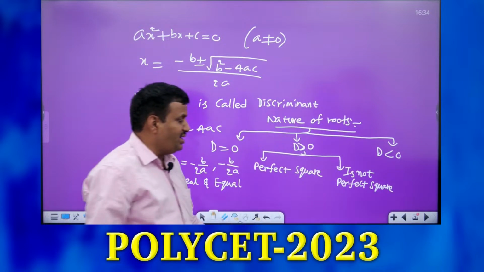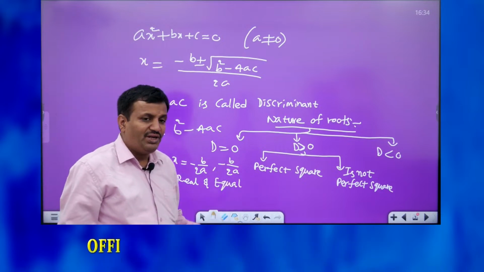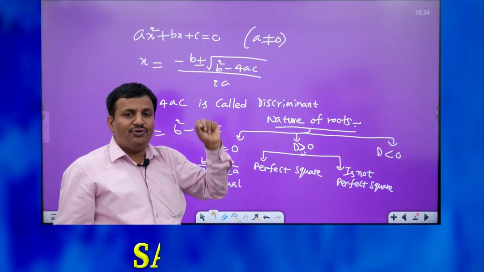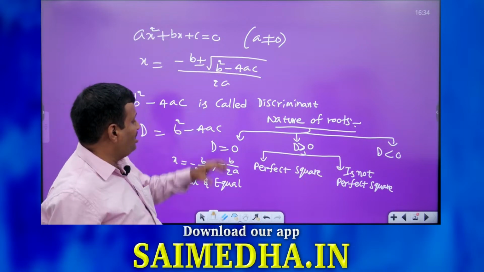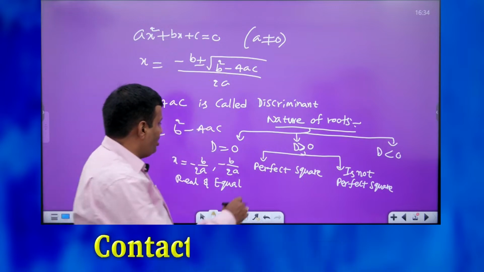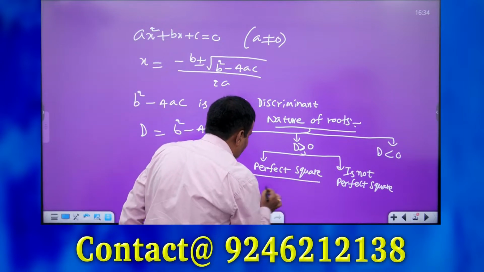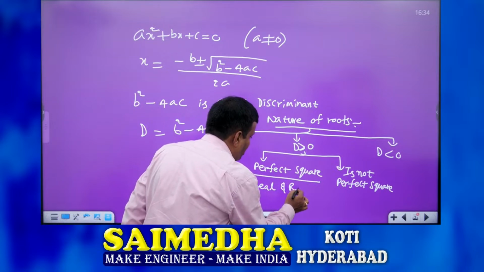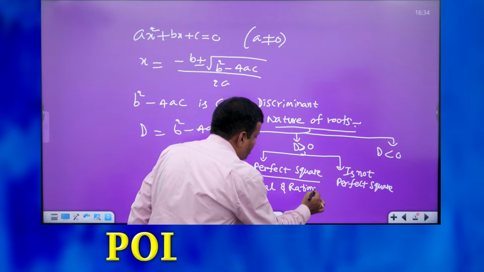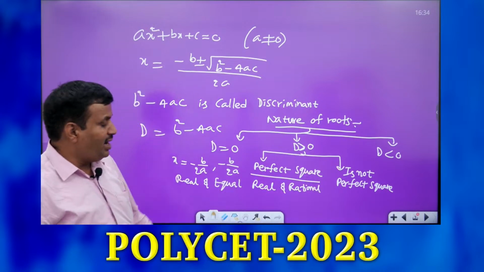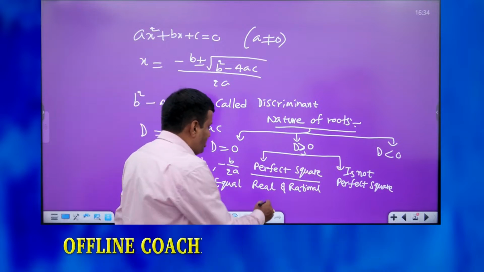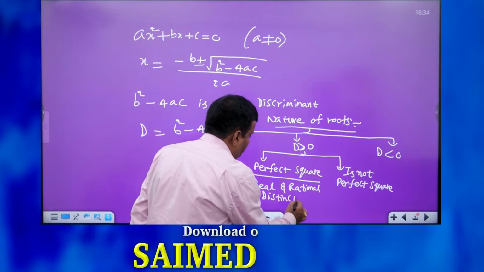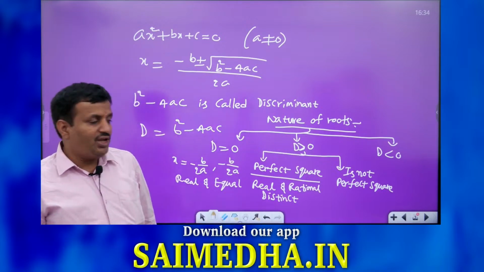If the discriminant is a perfect square, let us take b square minus 4ac is 4. The square root of 4 is plus or minus 2, we can take. So the discriminant is a perfect square. What is the nature of the roots here? Real and rational. This word is very, very important. Real and rational and distinct. The roots are distinct roots.